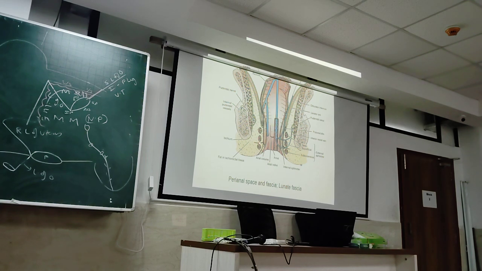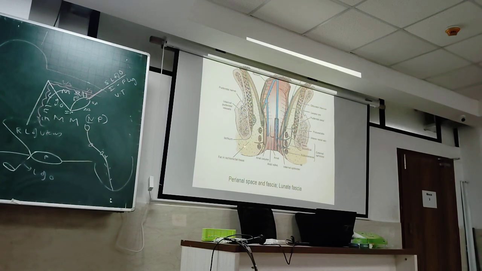One strand you can see going laterally, but seems to stop here. This strand should go all the way to the ischial tuberosity. The strand which is continuous and goes to the ischial tuberosity is called the perianal fascia, and the fat which is below that is called the perianal fat. Perianal fascia and the perianal fat.